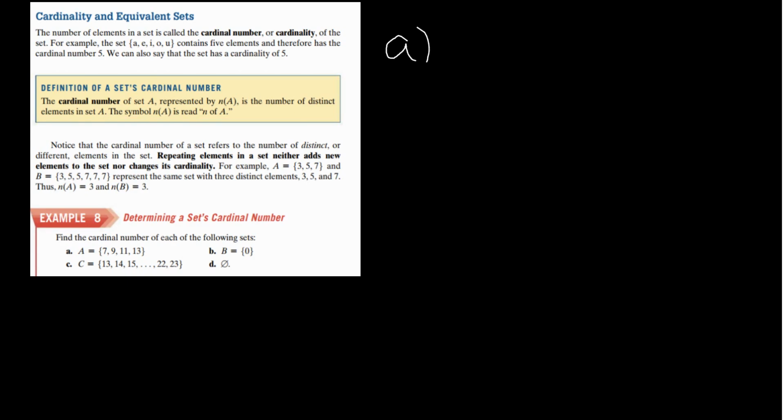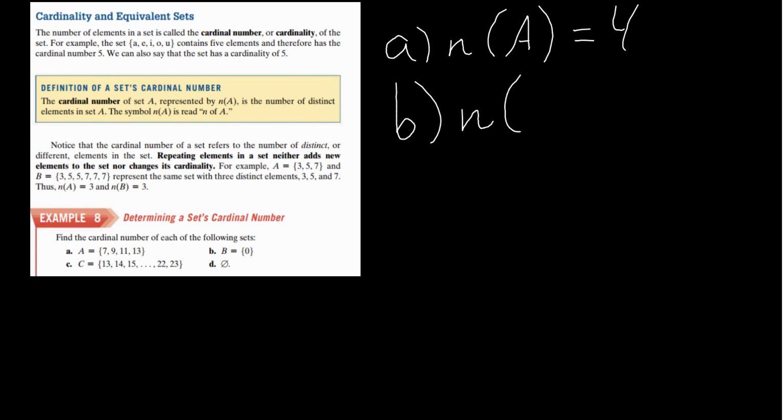Okay, yeah, they're wanting us to write the entire notation out. So what we're going to do is say the cardinality, n of the set A is 4. And then B. B is a set just containing the number 0. So the cardinality of B, it only has one element, and that element's 0, so its cardinality is 1.